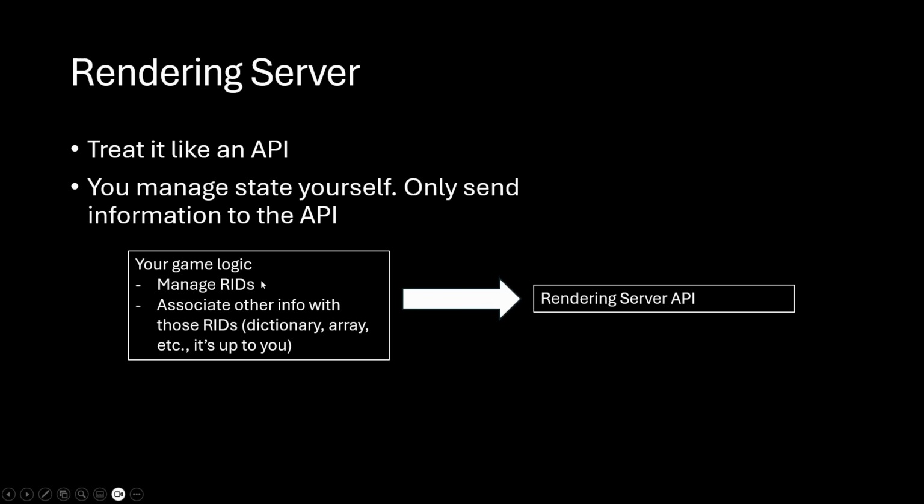Basically the way it works is you have your game logic where you manage all the resource IDs associated with these rendering call instances. And then you associate info with those RIDs. You could use a dictionary, you could use an array, it's up to you how you manage that. But ultimately you just send requests to the rendering server API. It should be a one-way street. You should never try to go the other way.